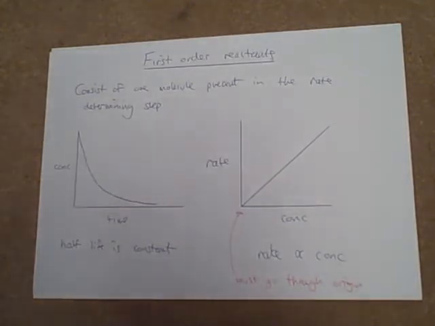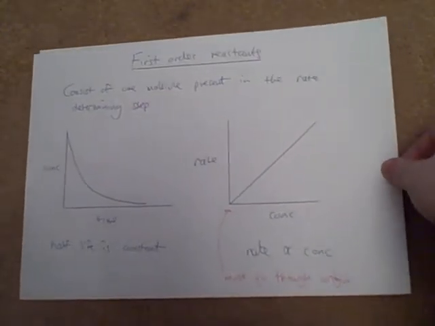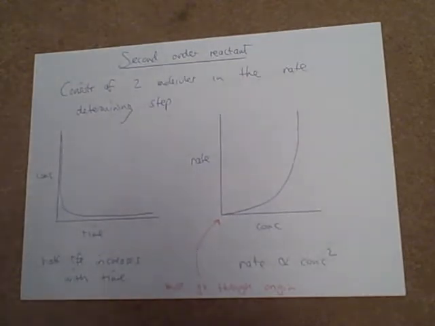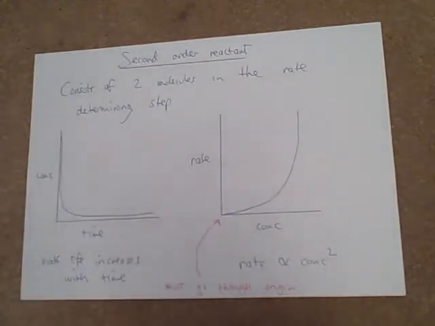Okay guys, so on to second orders. So you'll notice the second order concentration-time graph looks very similar to the first order. This is why we should be figuring out the half-life in order to determine the difference. And again, on the rate-concentration graph, if the concentration is 0, the rate's going to be 0. You need reactant to have a reaction. And so this must also pass through the origin.